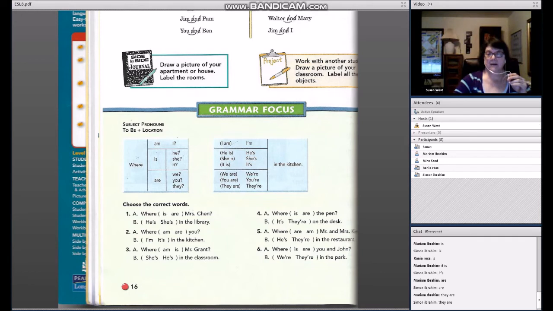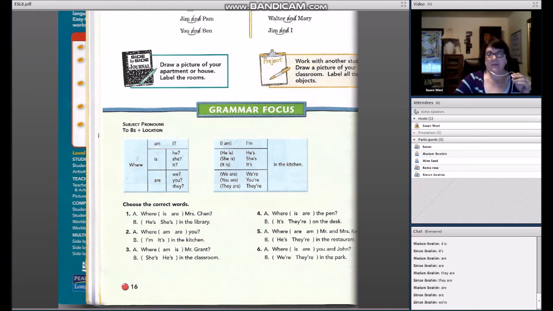Number 6, where is or are you and John? Are. Okay. Anyone else? Good. Where are you and John? It's the same reason we use "are," because you and John are plural. So we say, where are you and John? That's the verb that goes with the plural noun.